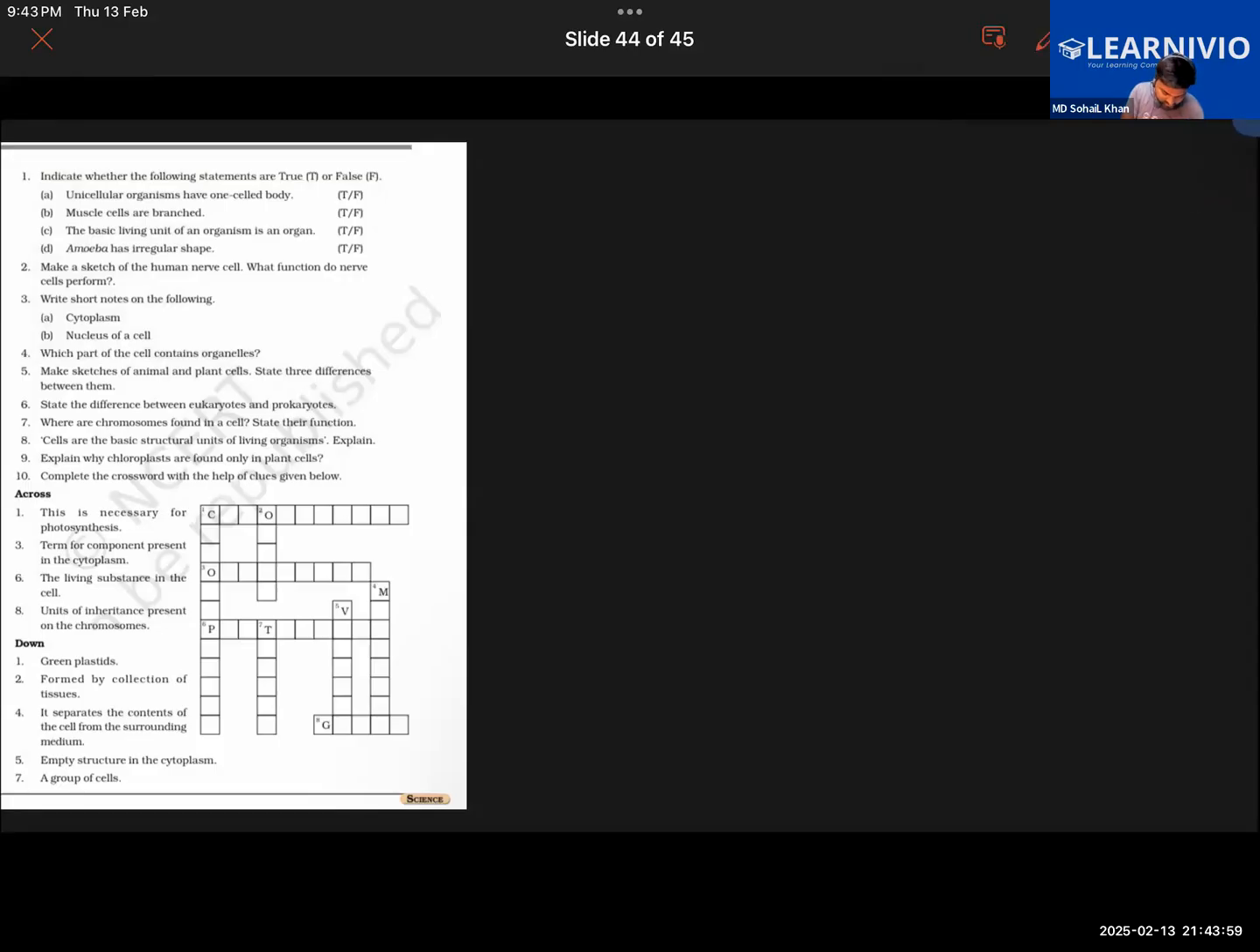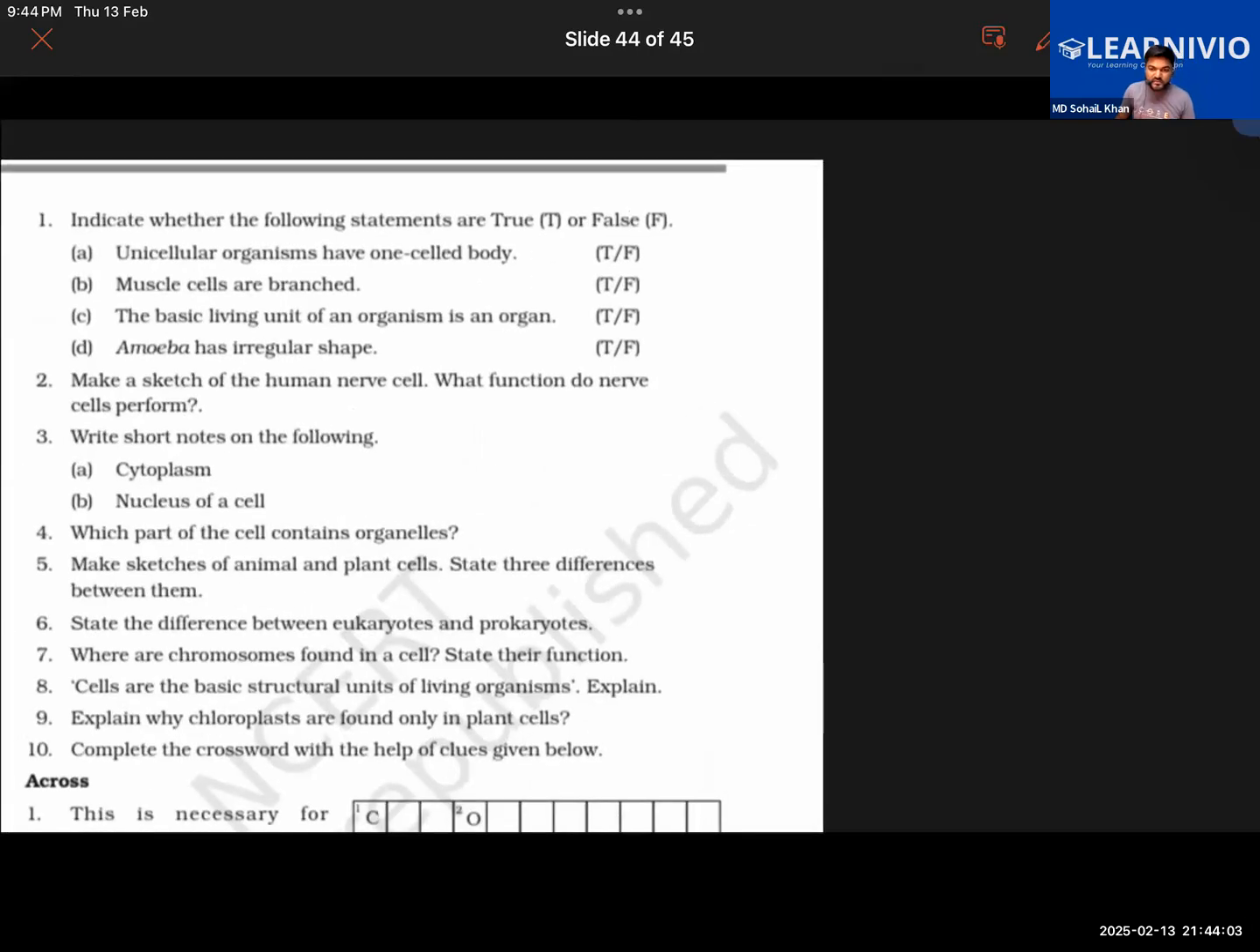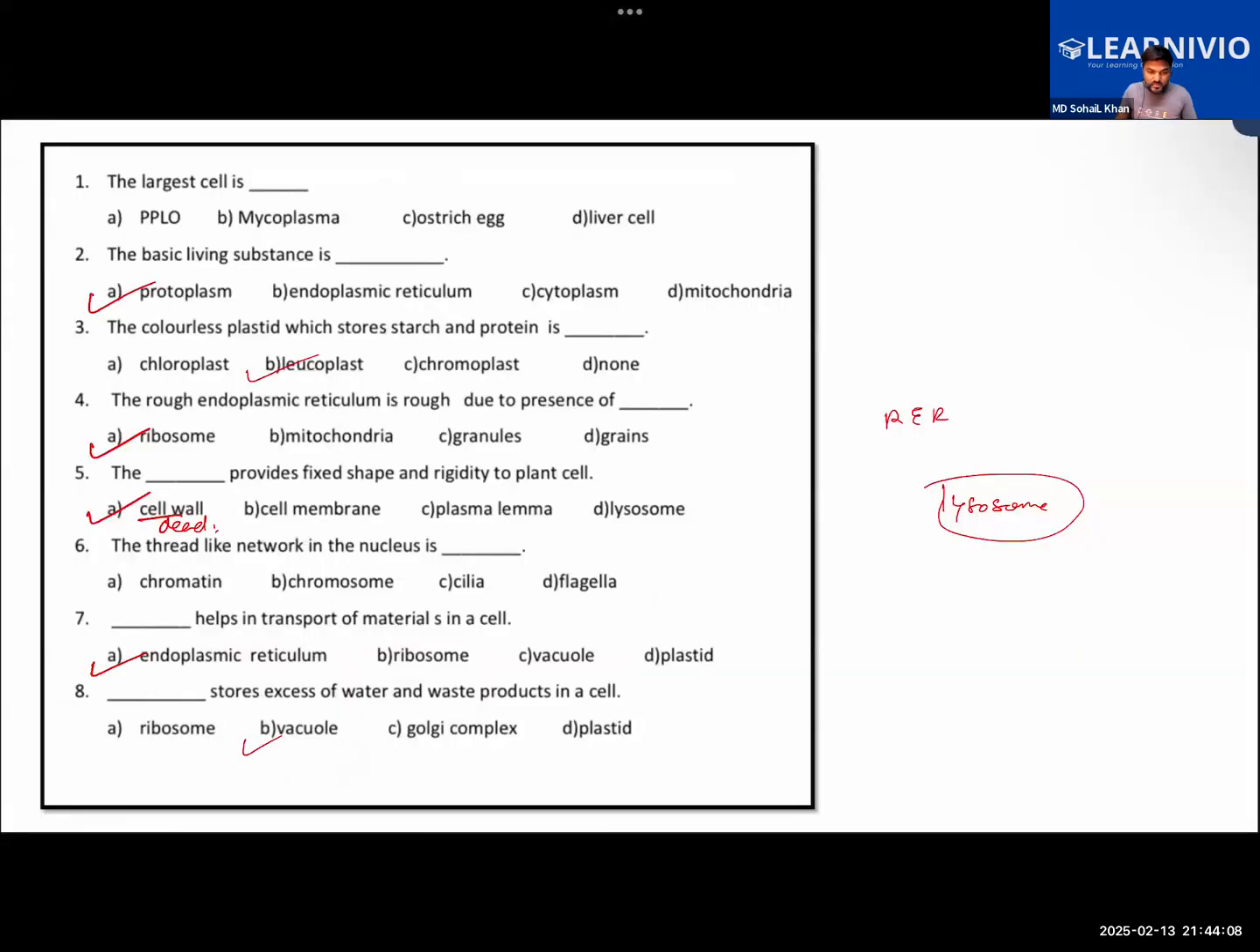So answer whether these ones are true or false. Why do I need to change the slide? Have you answered all of it yet? I will do one thing. I will drop the screenshot here.